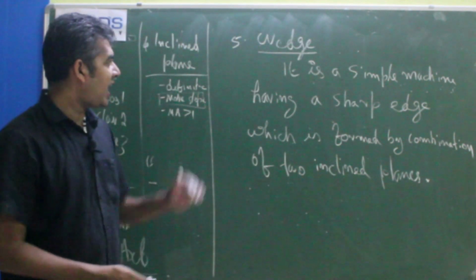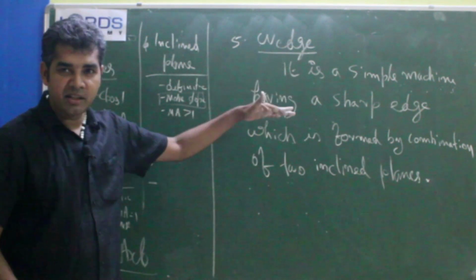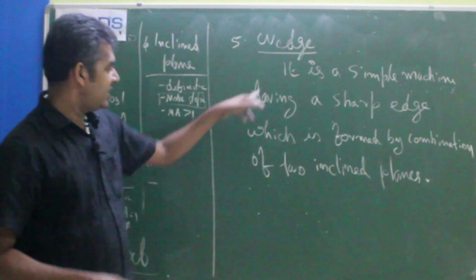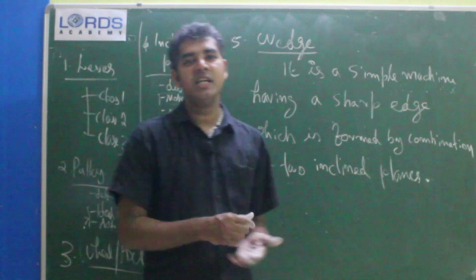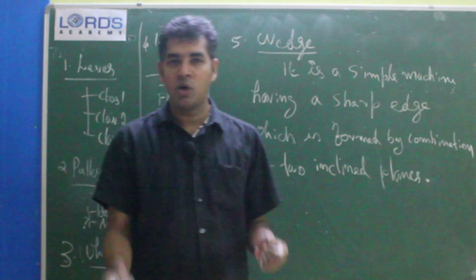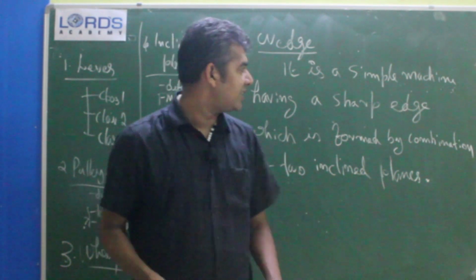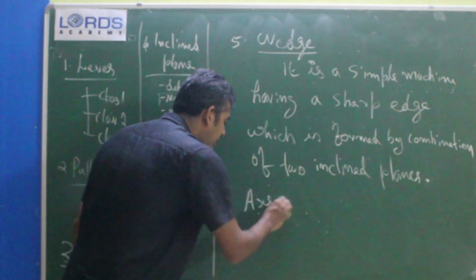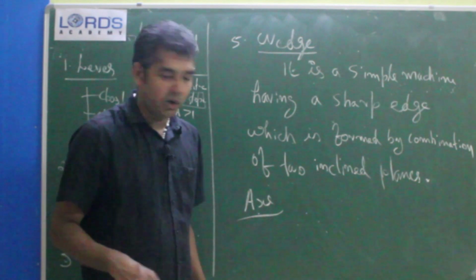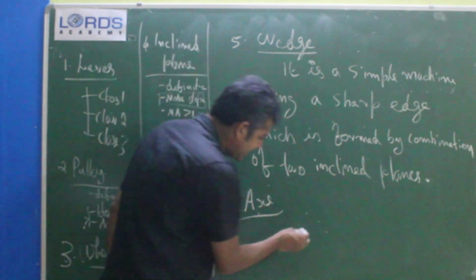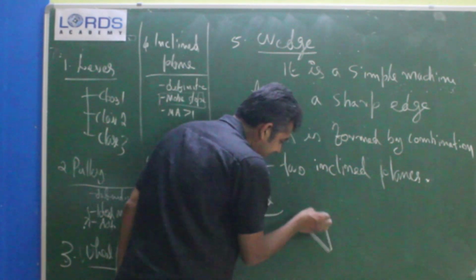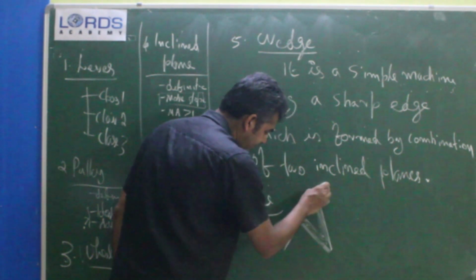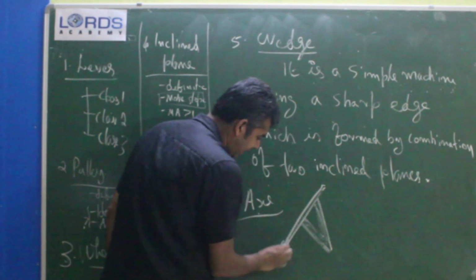When we read out the definition, it may be very complicated, but it is very simple, nothing. It's a simple machine. It has a sharp edge. So that's very clear for you. Example I will give, axe. We are using axe for cutting wood and all. So how is the shape of axe? Shape of axe is like this, with the handle and all.